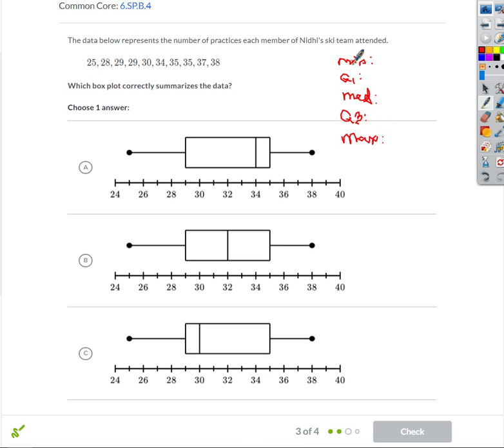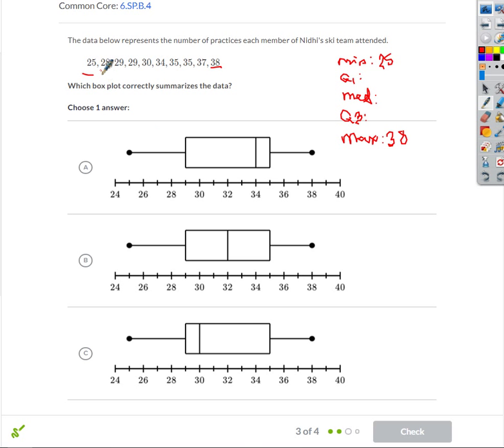But I'm going to find it in whatever order makes the most sense. So the minimum is the easiest. That's 25. The maximum is the largest data piece, which is 38. The median, you would find the median after you find a minimum and maximum. So you have 25 and 38.